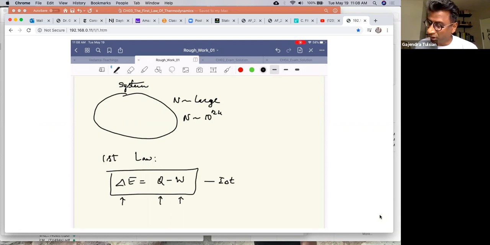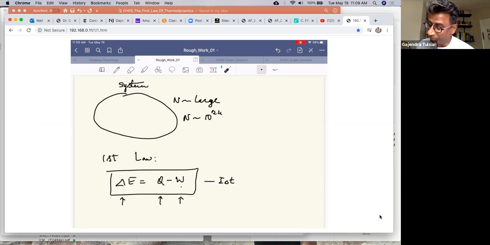Now the sign convention: for this equation, if you add heat to the system, that's positive. If the system does work, W is positive. If you remove heat from the system, Q is negative, and if an external source does work on the system, W is negative. So this is the first law of thermodynamics, and the entire chapter is about this simple equation.